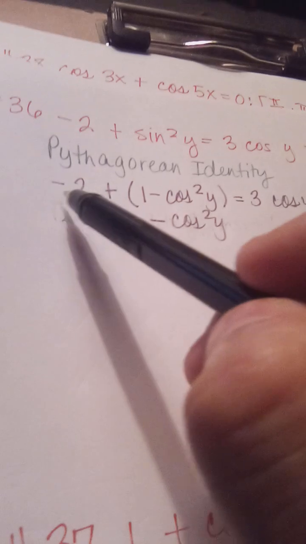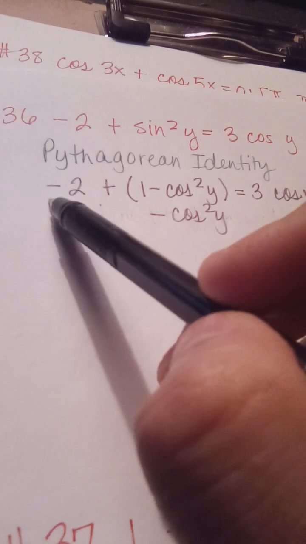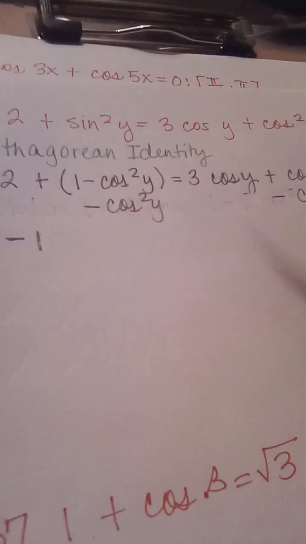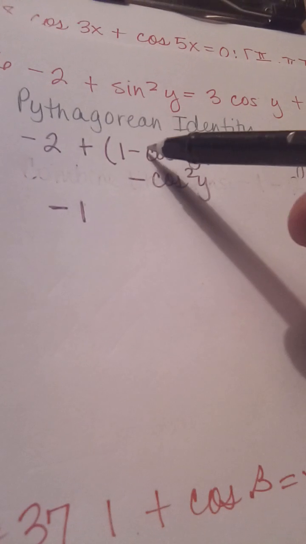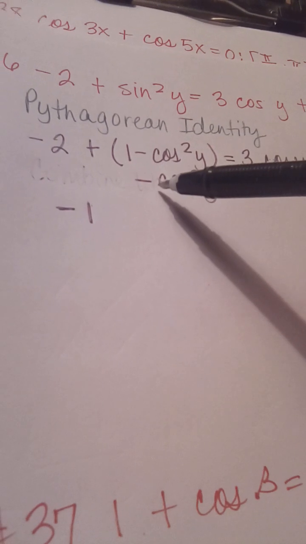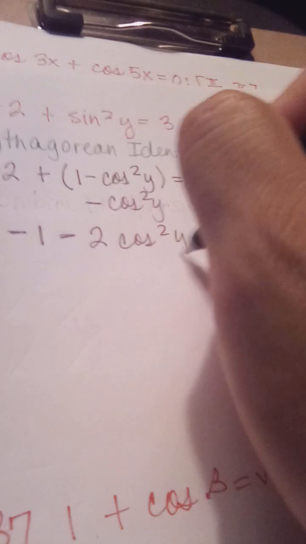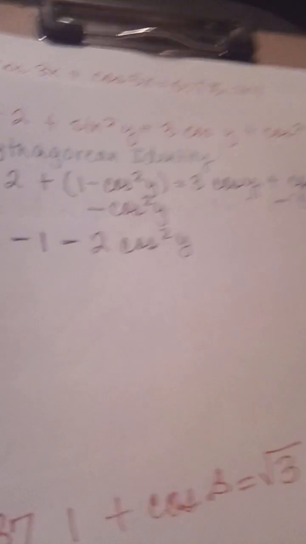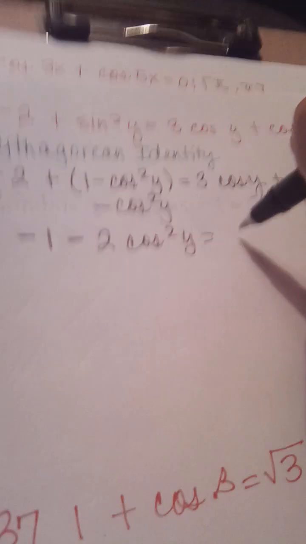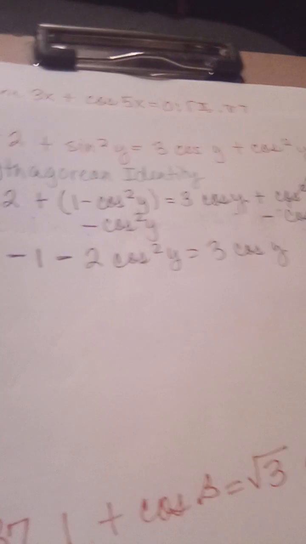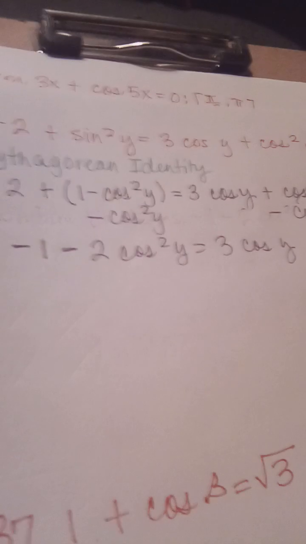And then we could do this. Negative 2 plus 1 gives us what number? Negative 1. Then negative 1 and negative 1 equals a negative 2 cosine square y. Cancel this out. Bring down the 3 cosine y. That is combining like terms. That's what combining like terms looks like.